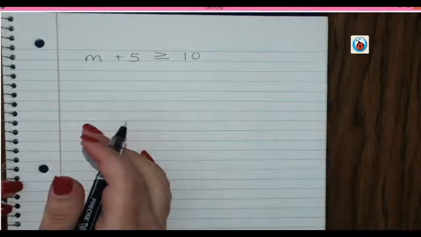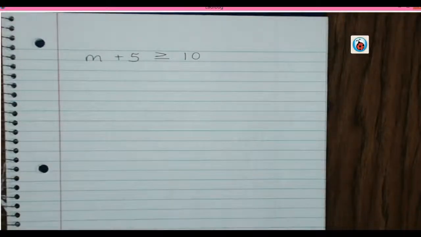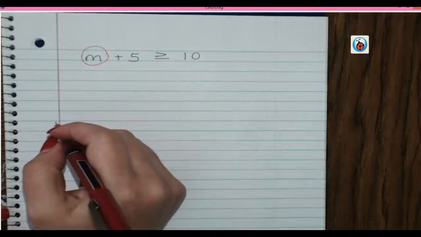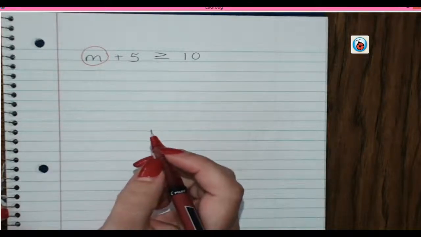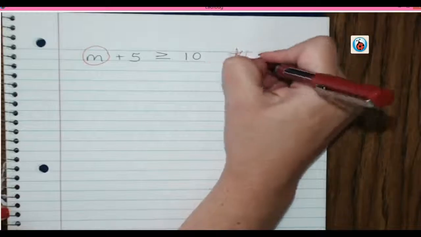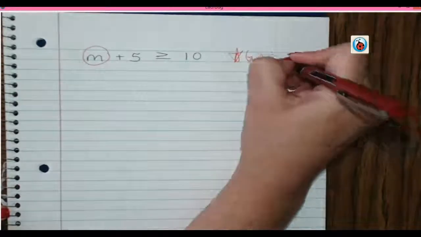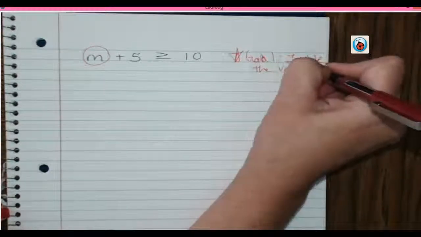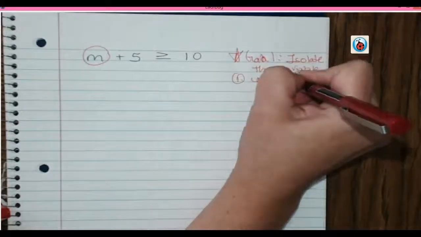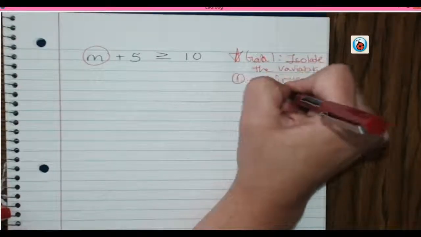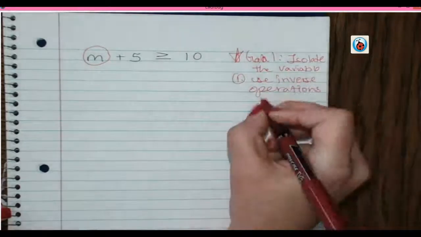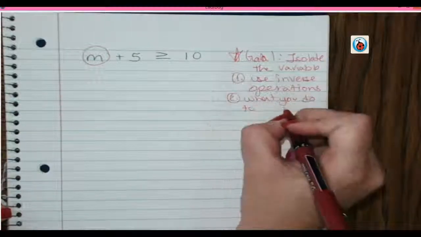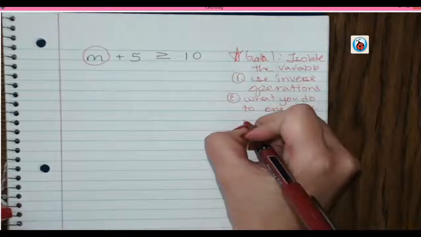If we have to solve this inequality, we have m plus 5 is greater than or equal to 10. We're solving for m. We're using the same steps we did when we were solving equations. Our goal is to isolate the variable. Our step 1 is to use inverse operations. And our step 2, what you do to one side, you do to the other.